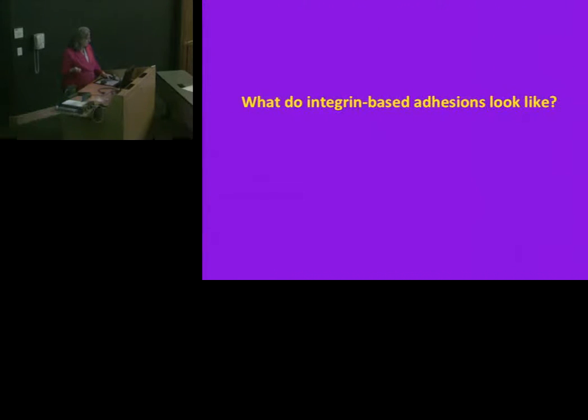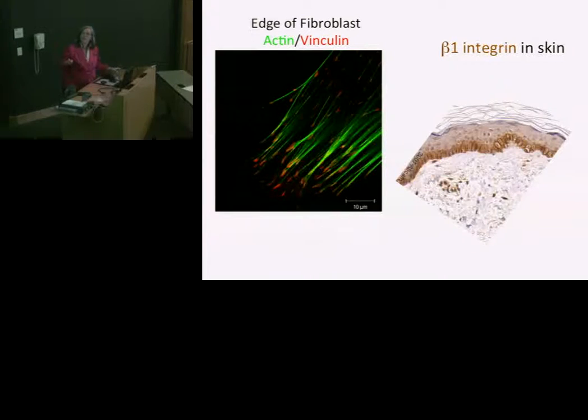So what do integrin adhesions look like? I think I just have one picture of this. So this is a fibroblast. The rest of the cell is out here where you can't see it. And these are the filopodia that are coming off of the migrating cell. The green is actin, and the red is vinculin, which is one of those scaffolding proteins that associates with integrins. So you can see the integrin binding to its substratum here, binding the rest of the cell.